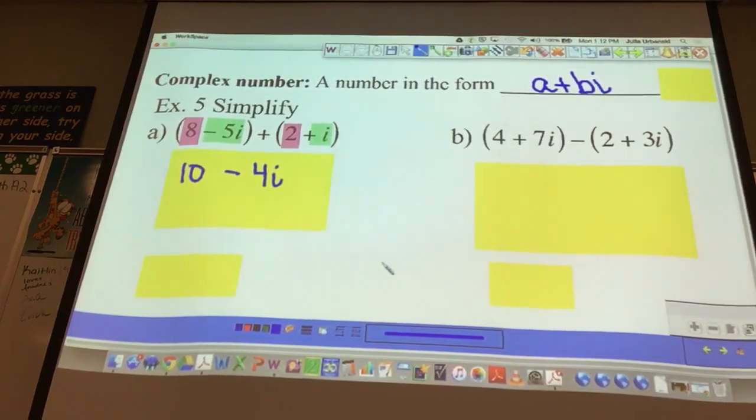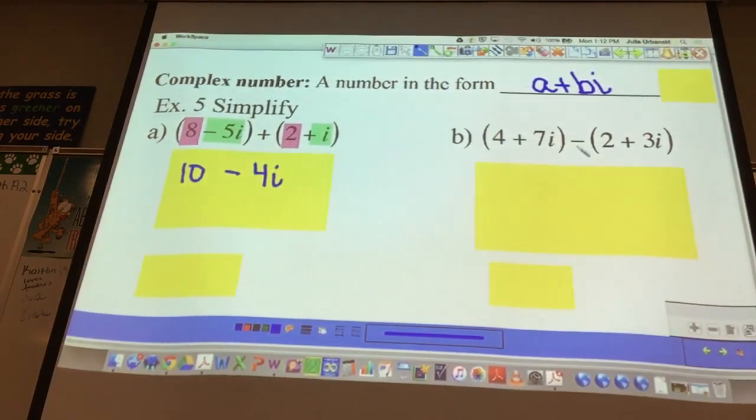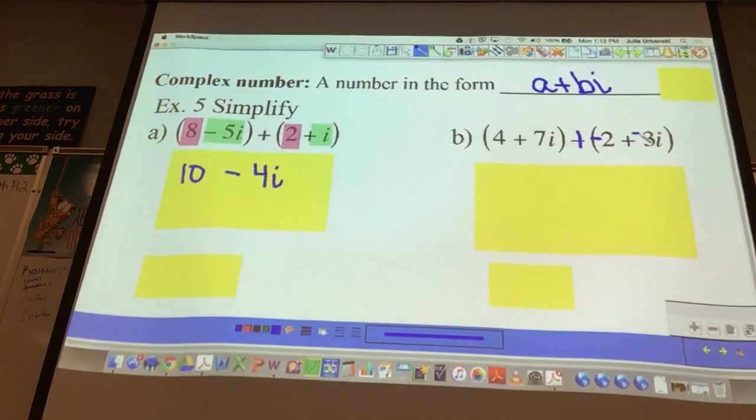Alright, this one. What is happening right here? So we have to distribute that negative sign. Do this with me, so you don't have to ask me later. Turn that into a plus. And as soon as you change this, you have to also change everything inside the parentheses. Negative 2 and negative 3i.